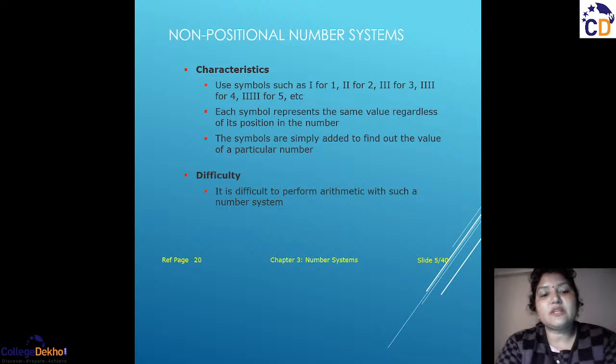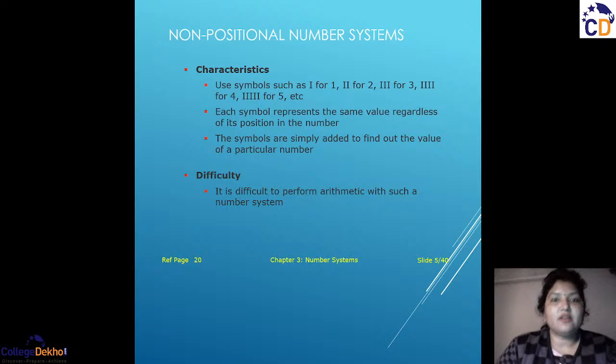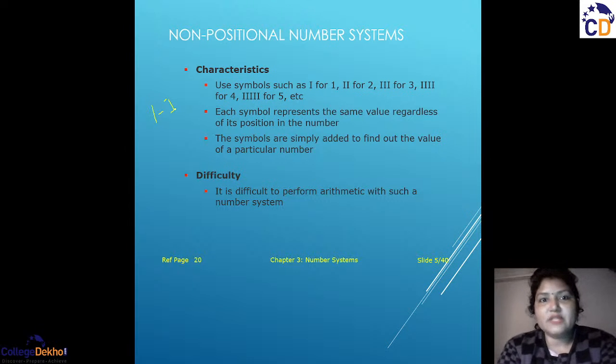The first part basically talks about the non-positional number system. What are the characteristics of this particular part? If you want to represent any number, you may be taking it as a Roman calculation. So this is the Roman representation of 1, 2, 3, and so on, right? So basically the non-positional number system talks about that.